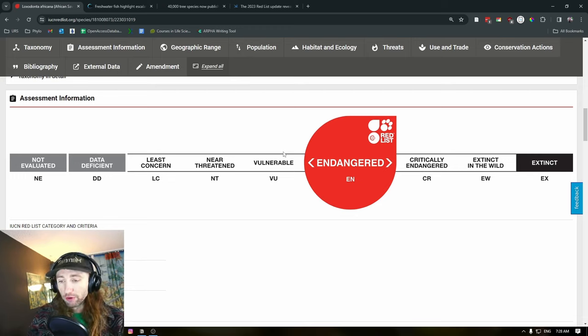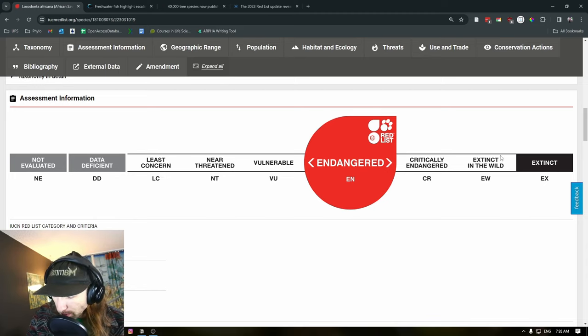Vulnerable means that it's vulnerable to going extinct. Endangered, of course, means it has a higher risk of going extinct. And then there's critically endangered, which is a very, very high risk of going extinct. And then we have extinct in the wild. We'll actually loop back to this in a second. And then we have the taxa is fully extinct. So extinct in the wild means that it's still surviving in zoos, for example, but it cannot be found in the wild.